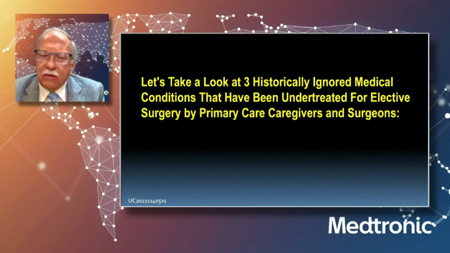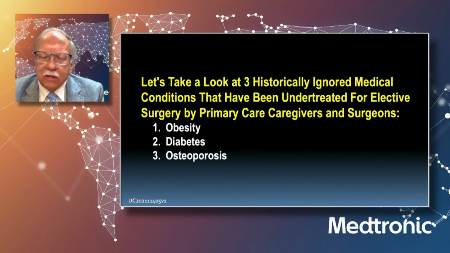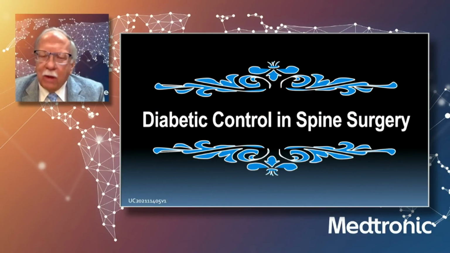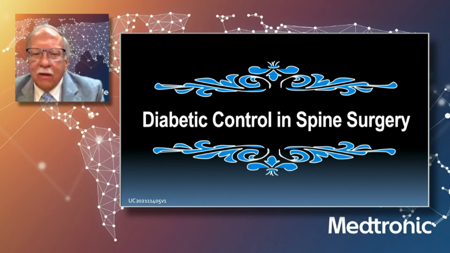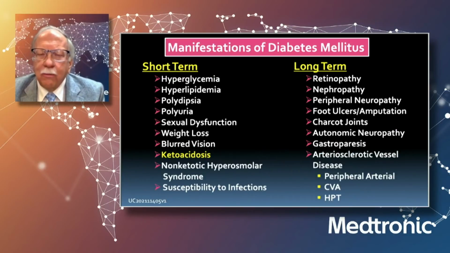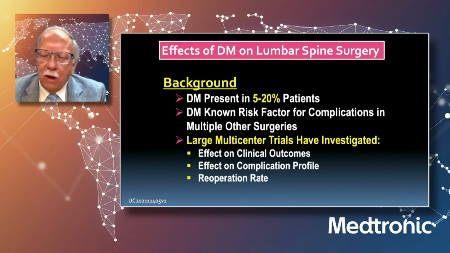We're going to take a look at three things: obesity, diabetes, and osteoporosis, which I think are some of the biggest non-cardiac things that we need to look at as far as the actual problems that we have to deal with on a day-to-day basis. Diabetic control is essential. All of these problems are associated with it that you saw there. About 5 to 20% of your patients will actually present with diabetes. And there are a lot of large multi-center studies that tell you how to treat these, particularly with other surgical procedures. So it's something we really need to pay attention to.